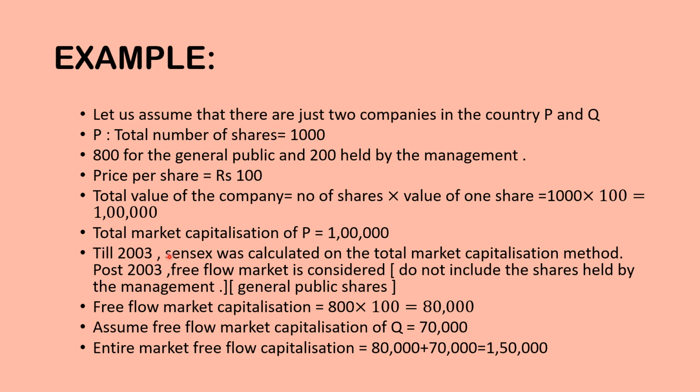Till the year 2003, SENSEX was calculated on the total market capitalization method. After 2003, free flow market is considered. We will not include the shares which are held by the management. We shall just consider the shares which are held by the general public. So free flow market capitalization is equal to the number of shares held by public, which is 800 shares, multiplied by the value of one share, which is 100, which gives out to be 80,000. Now assume that this Q has the free flow market capitalization of 70,000. Therefore the entire market free flow capitalization is equal to 80 plus 70, which is equal to 1,50,000.